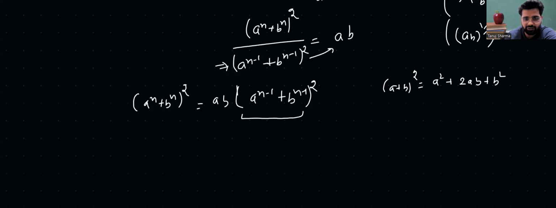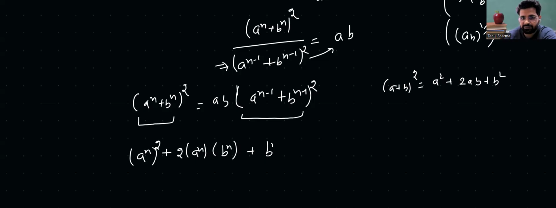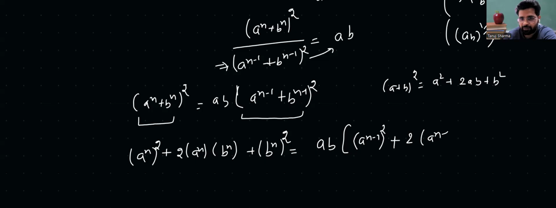So this is equal to (a^n) whole square plus 2 a^n b^n plus (b^n) whole square, and this equals (a^(n-1)) whole square plus 2 a^(n-1) b^(n-1) plus (b^(n-1)) whole square. So we just applied the formula of (a plus b) whole square.